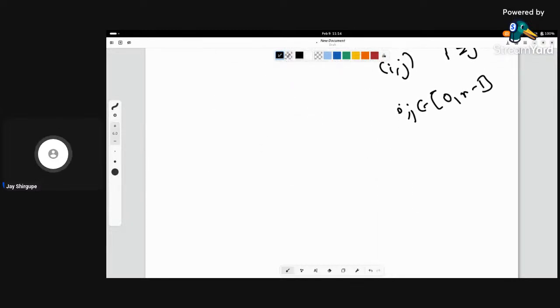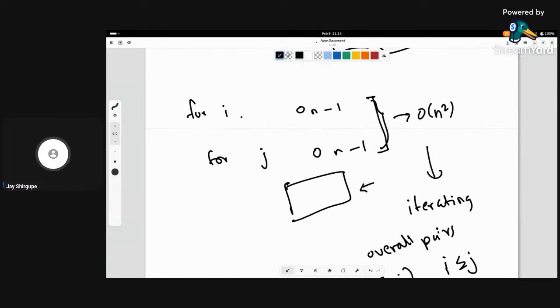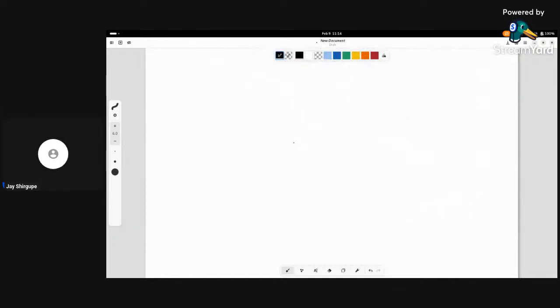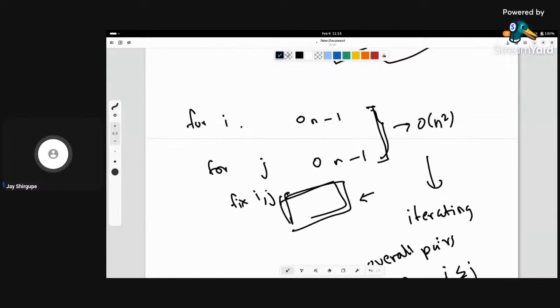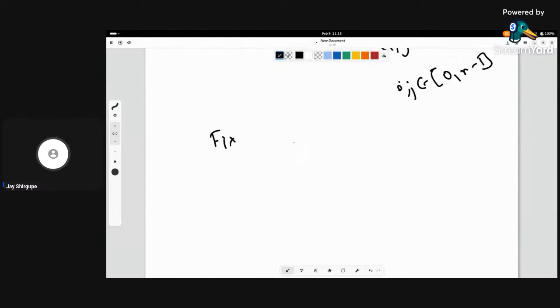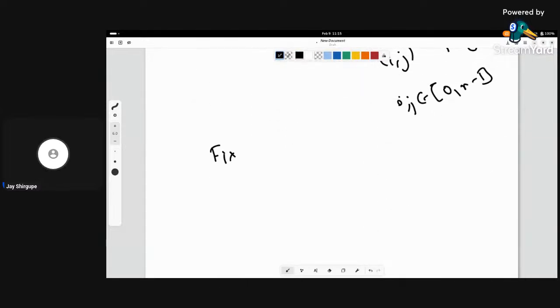Usually in such cases, you try to fix some elements. What we are doing over here is iterating over i and j, fixing both of them, and then doing this block of computation. To remove one of the loops, we can first fix one of these elements. Let's just say we fix j, because we want the last digit. So fixing j would be a good idea.